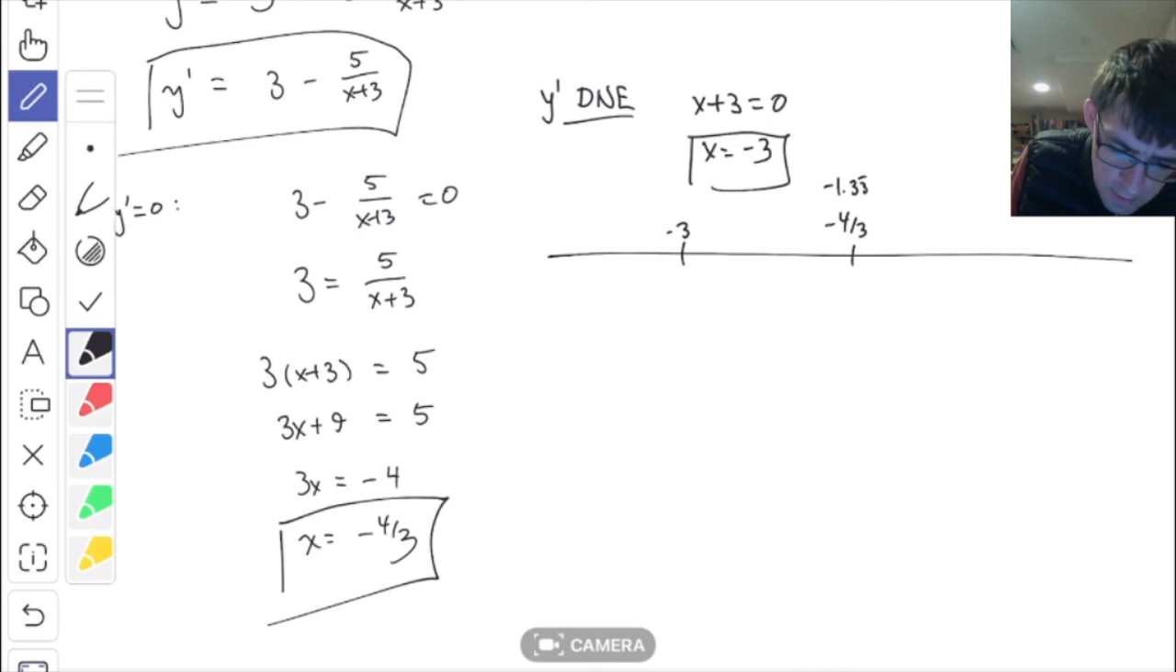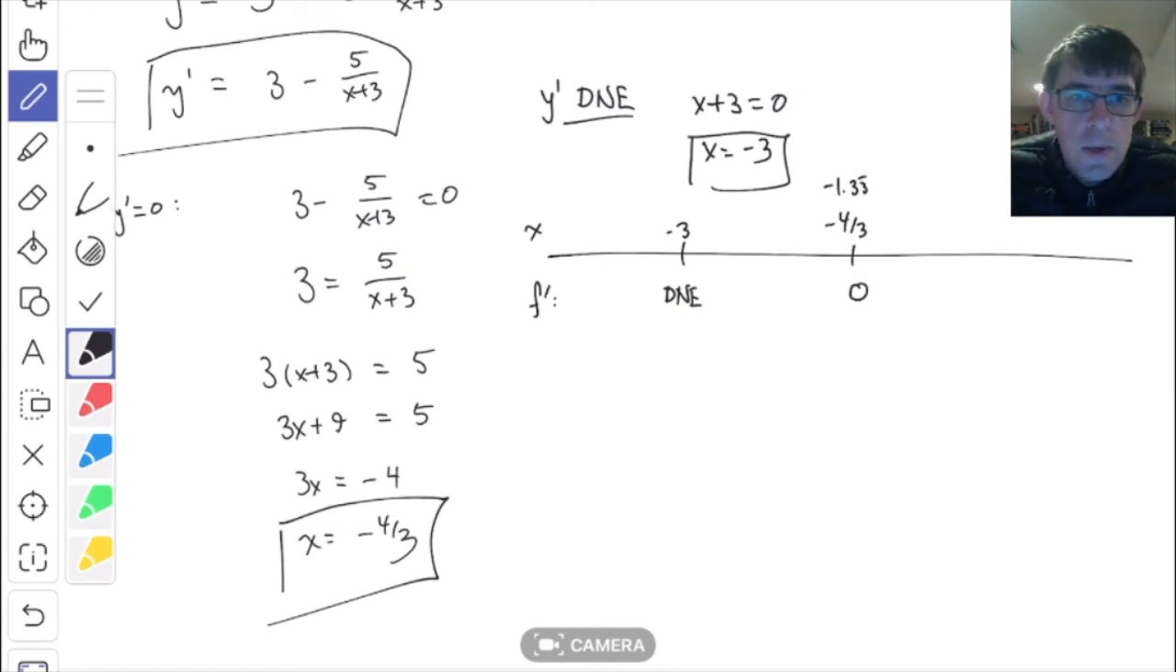These are the x values. What about the f prime values? Well, at negative 3, the derivative does not exist. And at negative 4/3, the derivative is 0. All right?